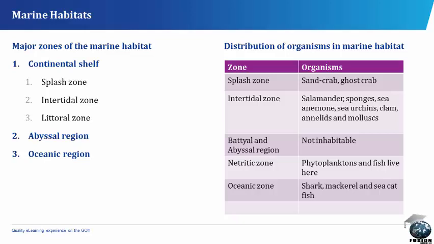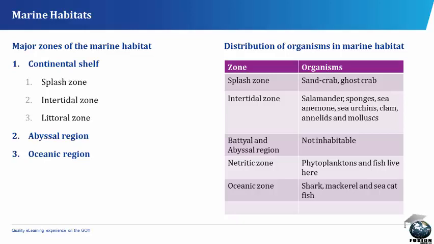The subtidal zone extends beyond 200 meters and is also a type of continental shelf. The abyssal region. This zone is more than 2,000 meters to the ocean floor, and the oceanic zone is beyond the edge of the continental shelf over the deep waters. The distribution of organisms in marine habitat.